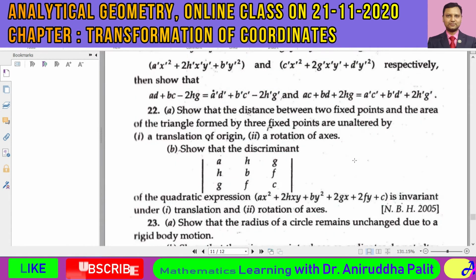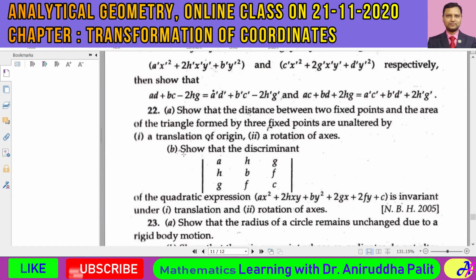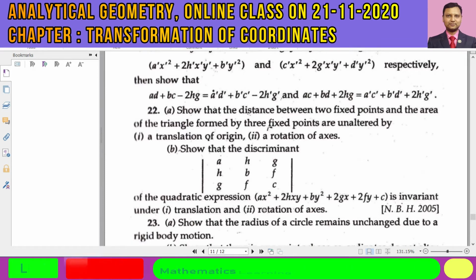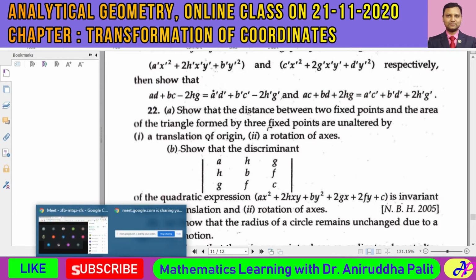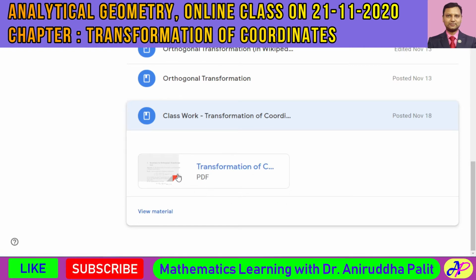Before that, there is one question in your book that says to show that this determinant, which is actually called the discriminant of the general expression of second degree, is invariant under translation and rotation. Forget about the nomenclature. Hopefully now you can prove this result. I am keeping one part, translation, as homework, but in case of rotation, I have already proved this result. The file is already available in your Google Classroom section under the topic transformation of coordinates. Hopefully you got this PDF file.